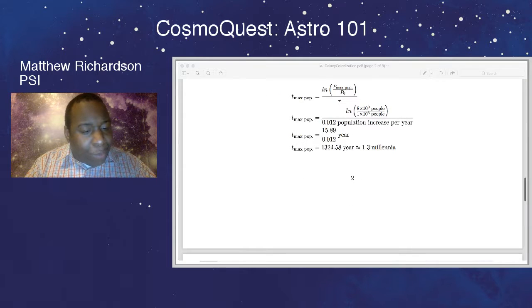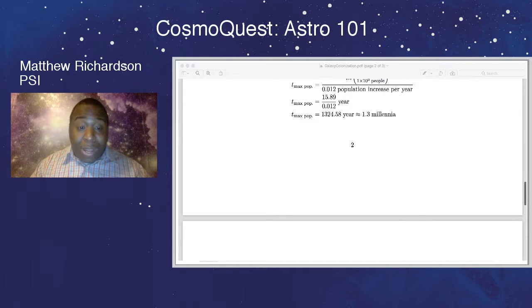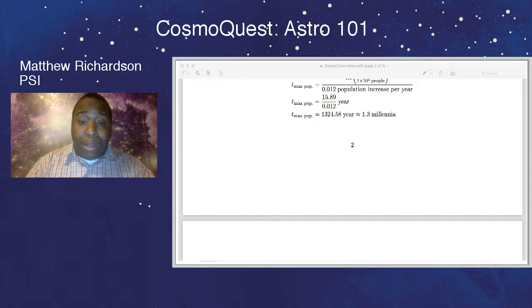I'm not too sure I understand what you mean. That is a planet that is one whole building. And so we get a time for max population for a single planet of 1.3 millennia.